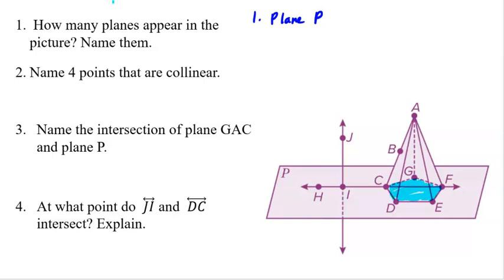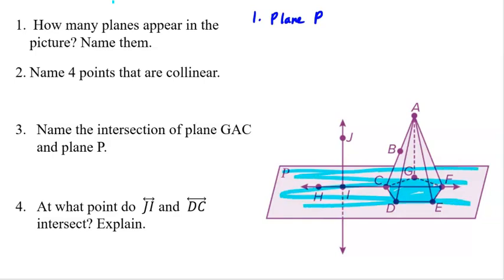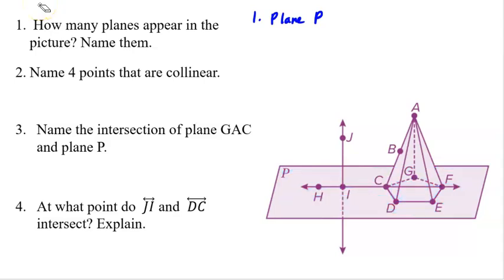When you have a 3D shape laying on a flat surface like this, the base becomes part of the plane that it actually lays on. So that does not count as a separate plane. This is part of plane P. All right, and now let's go ahead and start naming some of the others.